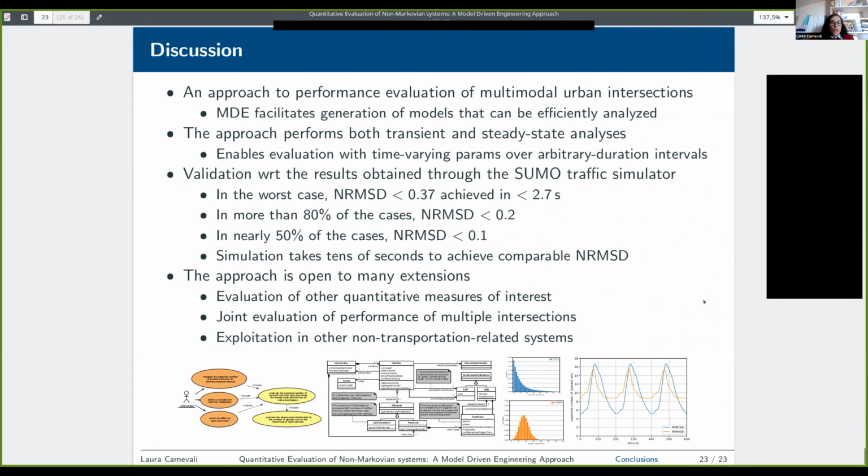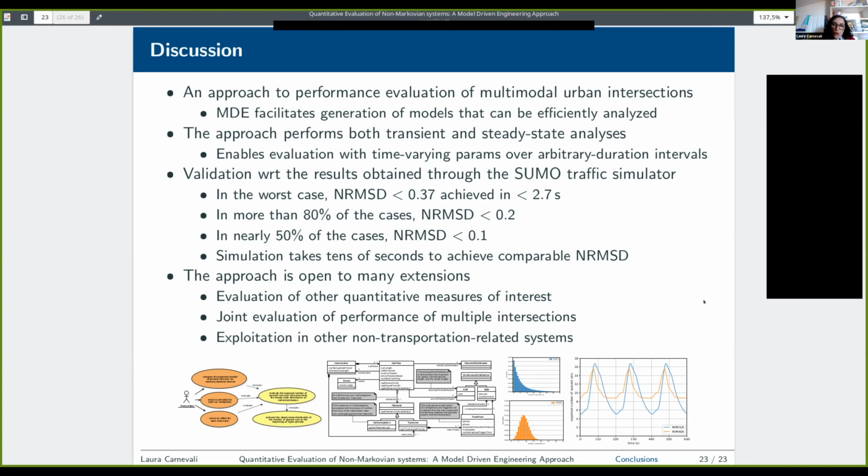So overall, to summarize, I have presented an approach to performance evaluation of multimodal urban intersection, and this approach was the occasion to discuss how model-driven engineering methods and practices facilitate the generation of stochastic models that meet the requirements of the industrial practice, because they are generated from high-level specifications characterized by domain-specific meta models, and at the same time guarantee that these stochastic models can be efficiently analyzed.